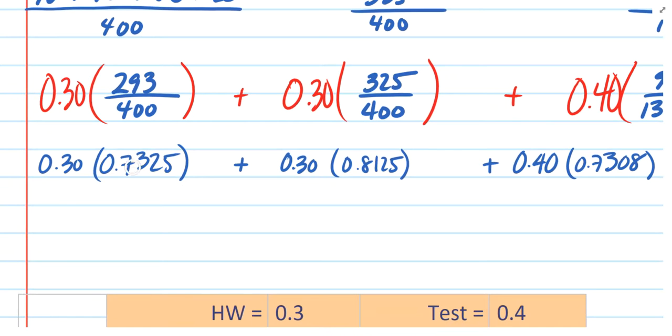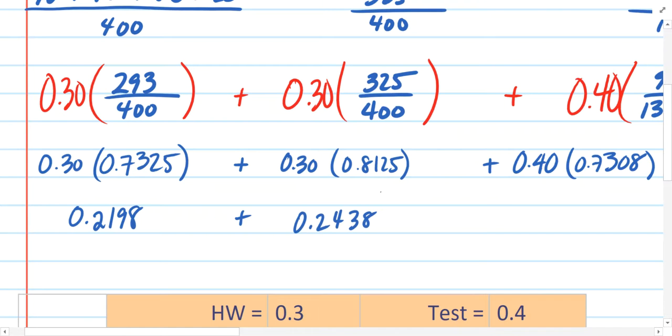And 0.3 times 0.7325 is 0.2198 when rounded. 0.3 times 0.8125 is 0.2438 when rounded. And 0.4 times 0.7308 is 0.2923.